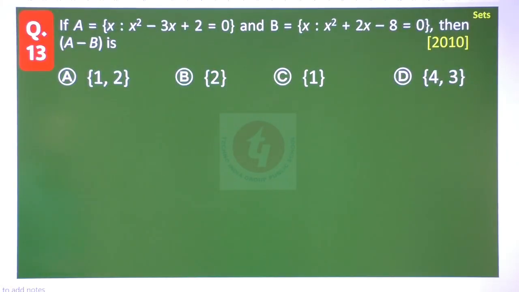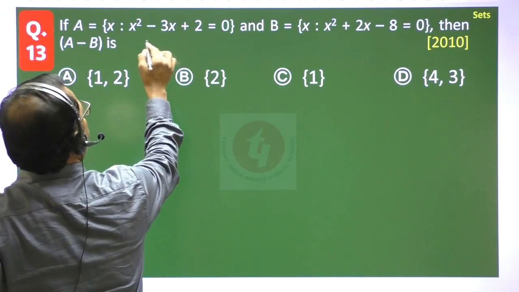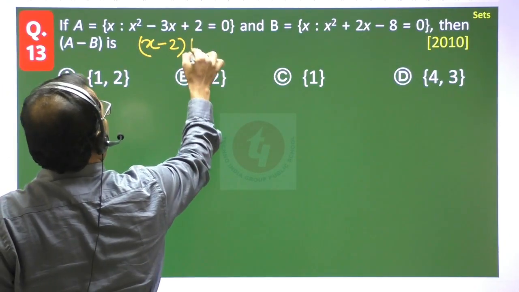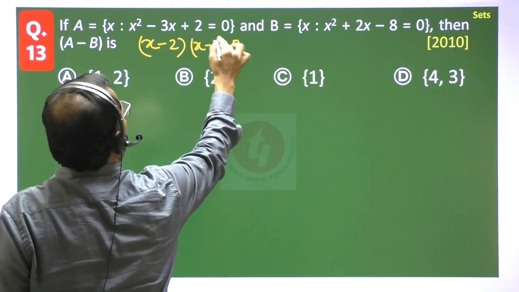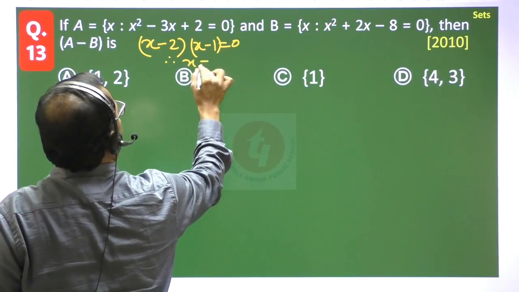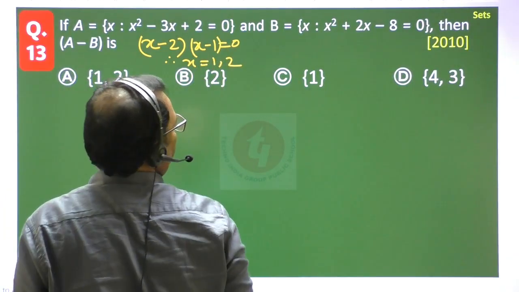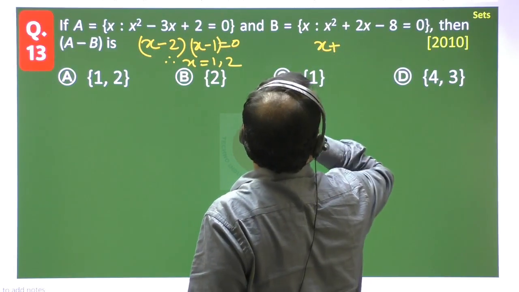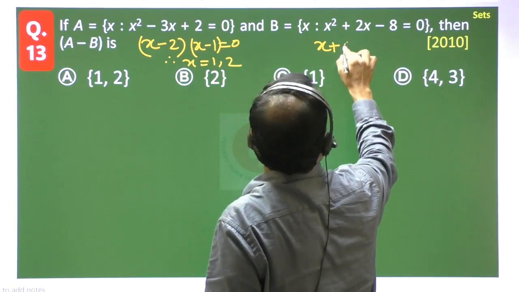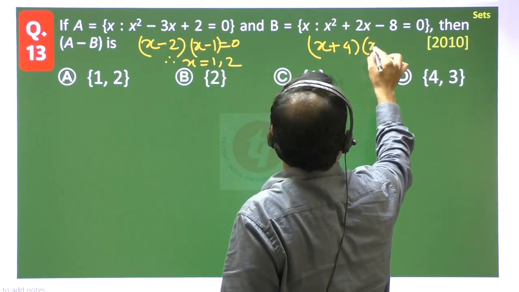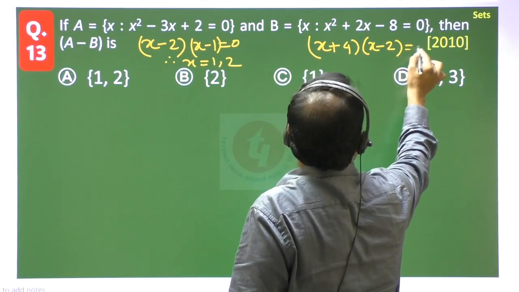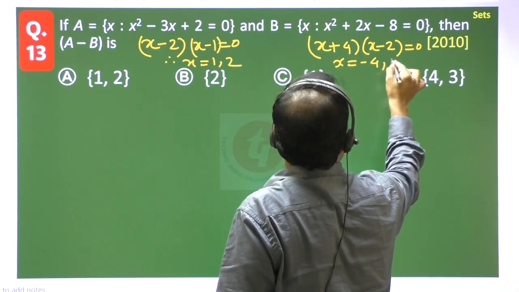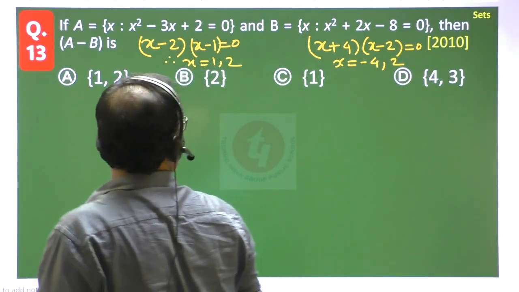Okay, so very easily you can find how many elements are there in set A. So from here you get x equal to 1 and 2. Now it is what? x plus 4 and 2. If you factorize, you will get these elements. So the elements are minus 4 and 2. So 2 is the common element.